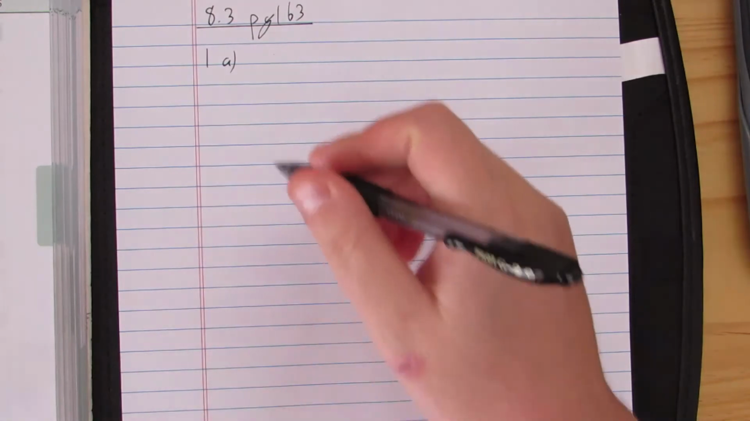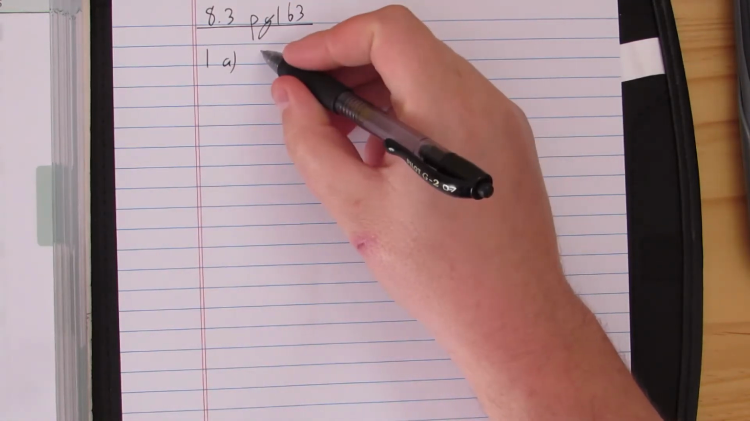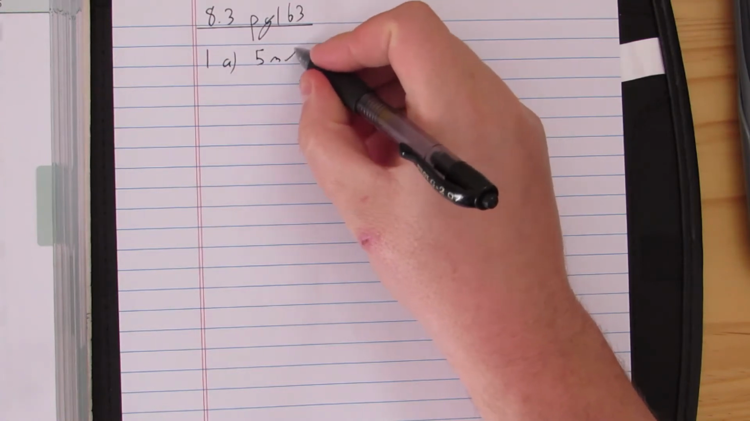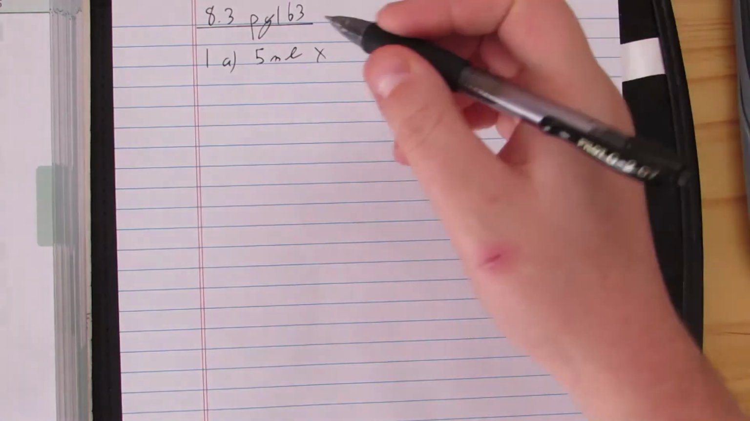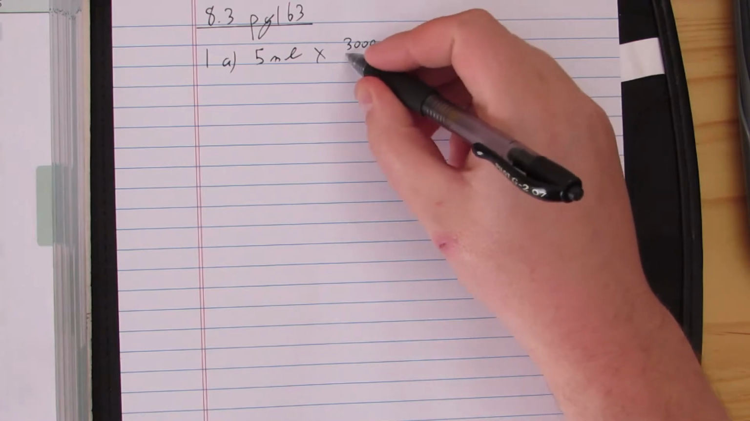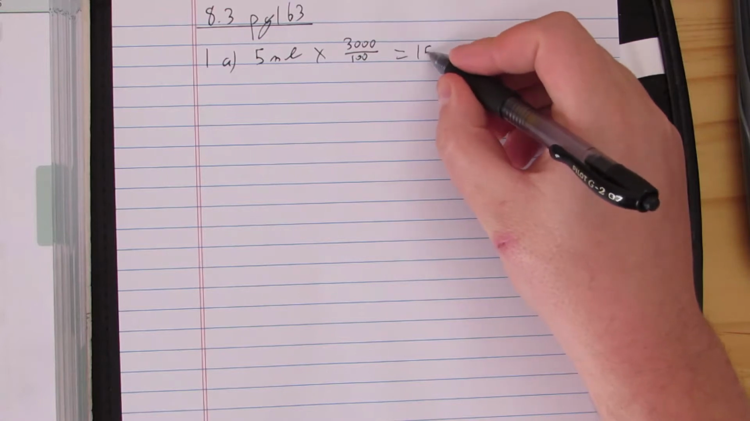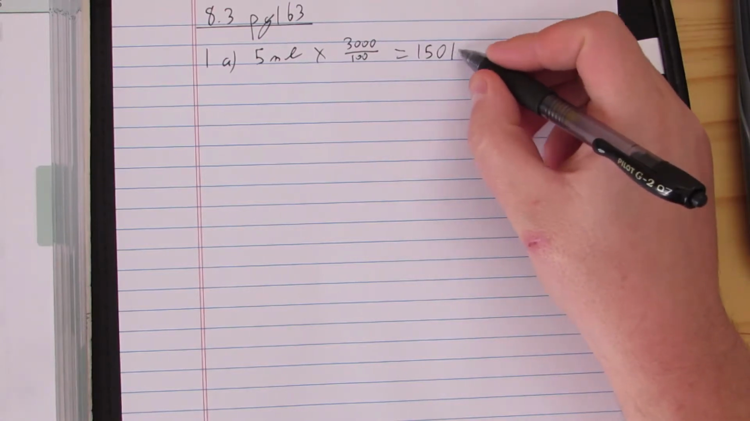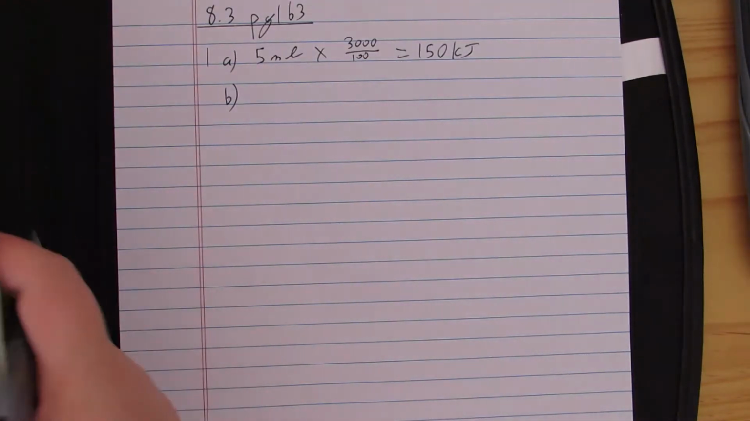So 1A, we're told that the energy in the margarine, we need 5 milliliters of it. 100 mils of it is going to have 3,000 kilojoules. So I'm just going to take 3,000 and divide it by the 100 mils. So that will give me my 150 kilojoules of energy in 5 milliliters of margarine. Okay, B, we're going to take a look at the person's situation here.